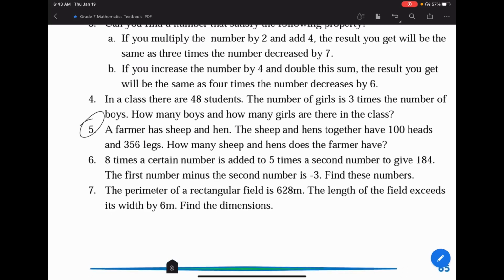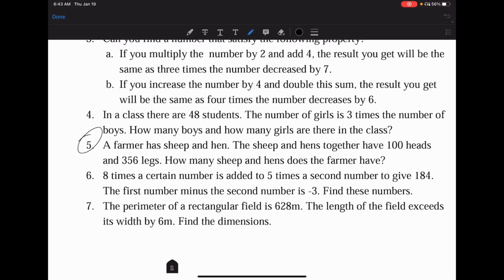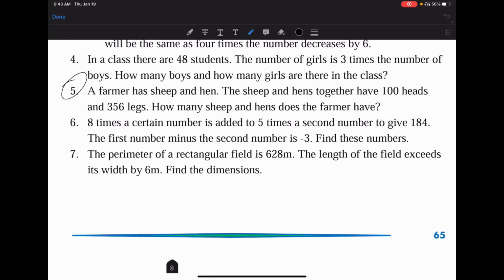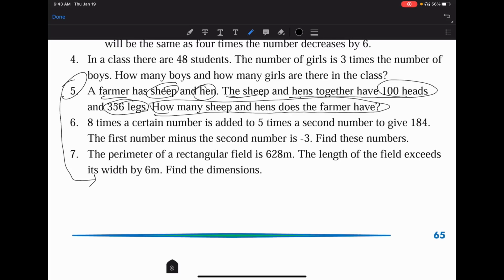Now let's do question number 5. Question number 5 is very interesting. A farmer has sheep and hens. The sheep and hens together have 100 heads and 356 legs. How many sheep and hens does the farmer have?